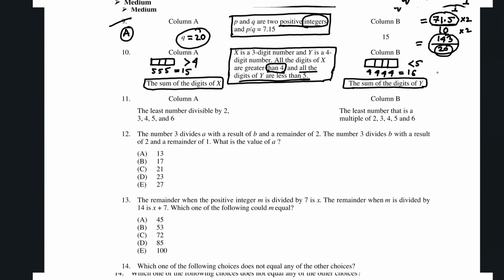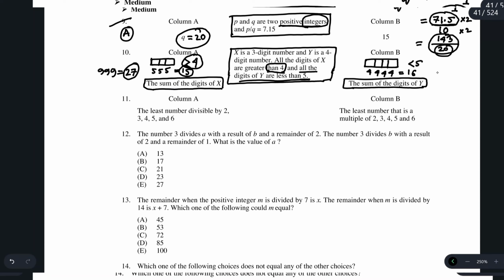So here we see that column B has a larger value than column A, but we have just tried some extreme cases. If we try some other cases, like now we want to maximize the value of column A, then instead of 5, 5, 5, we can take 9, 9, 9, which will satisfy the condition that all the digits are greater than 4.